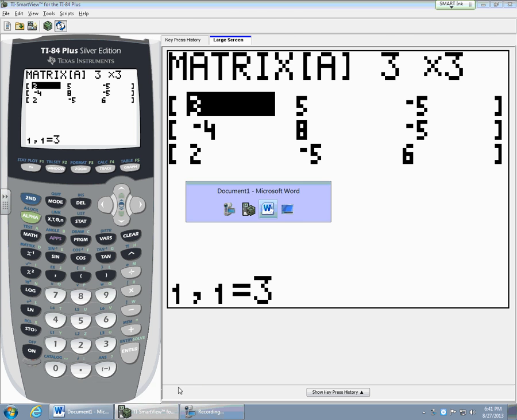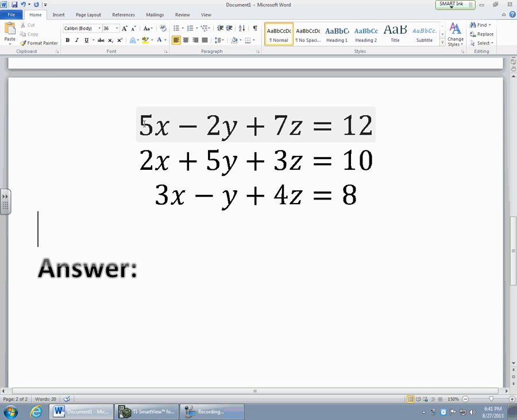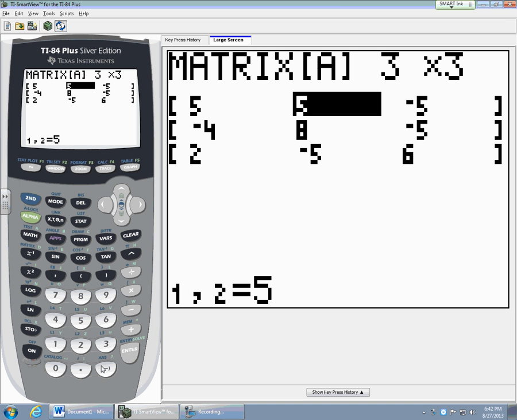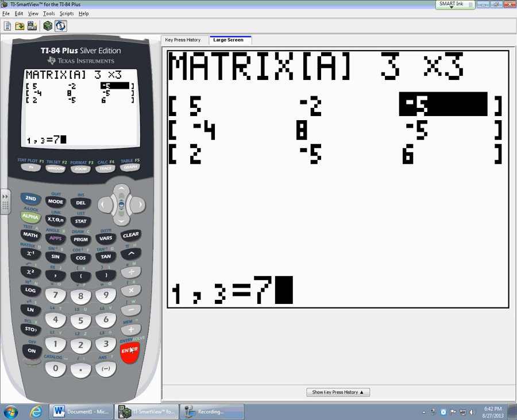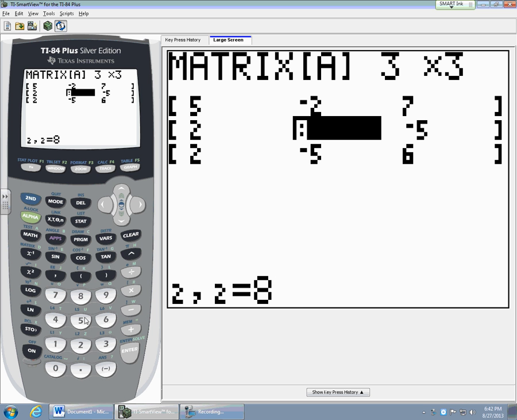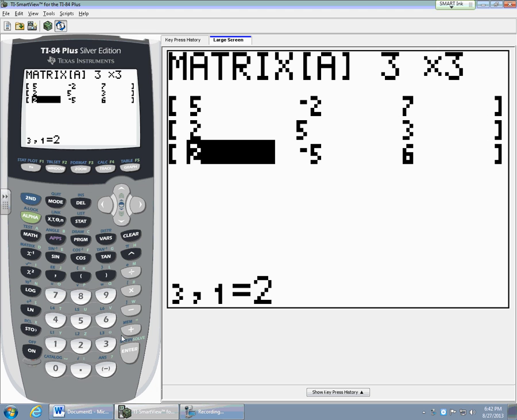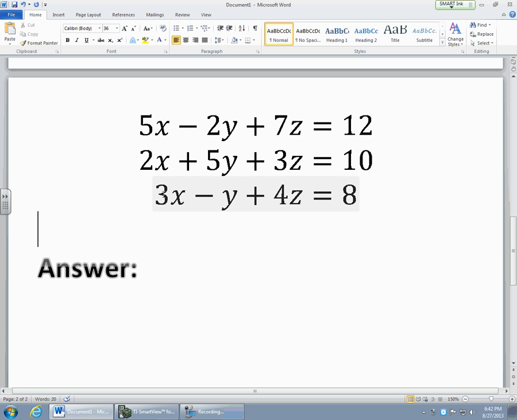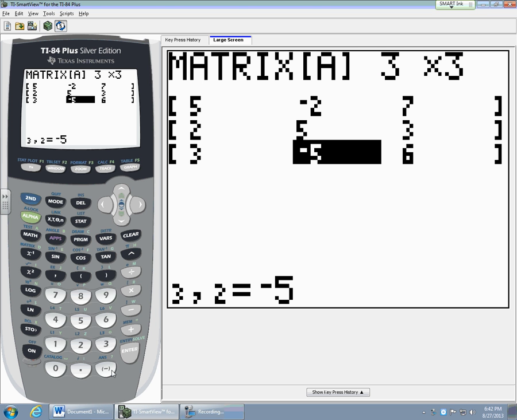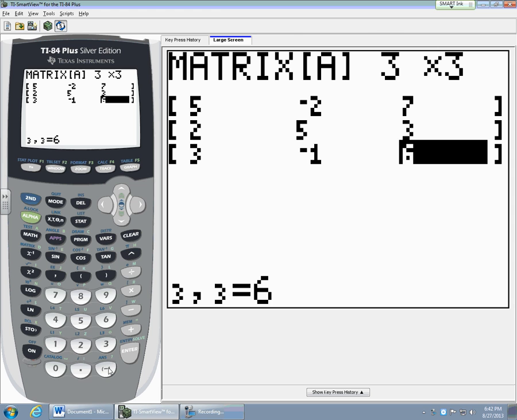So let's look at the values. The top row is going to be 5, -2, 7. So we're going to say 5, enter, -2, enter, and 7, enter. Now we're down at the second row. Coefficients are 2, 5, and 3. 2, enter, 5, enter, 3, enter. And the last row is going to be 3, -1, 4. 3, enter, -1, enter, and 4, enter.